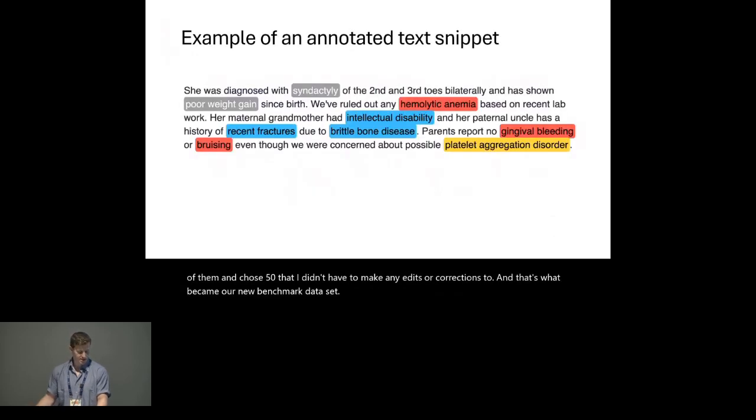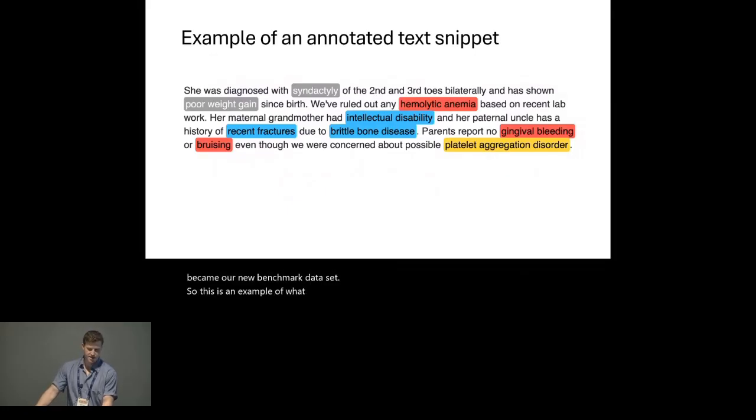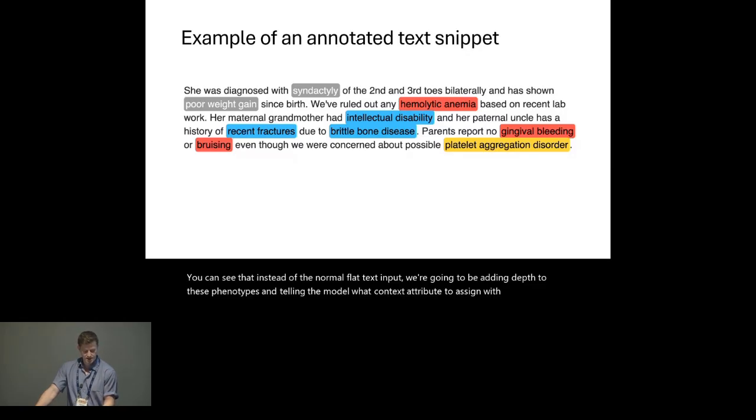This is an example of what the annotated text looks like. That's going to be the input for the generation task. You can see that instead of the normal flat text input, we're going to be adding depth to these phenotypes and telling the model what context attribute to assign with it. And since Claude is trained on text and is familiar with XML tags, this is really beneficial for the model, and it understands more about the task that it's doing.